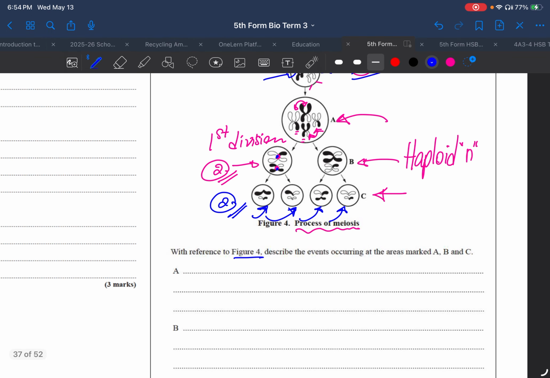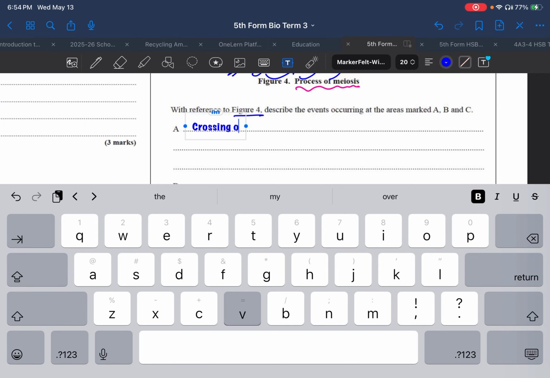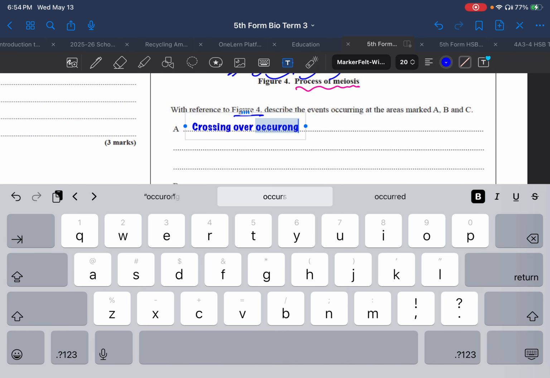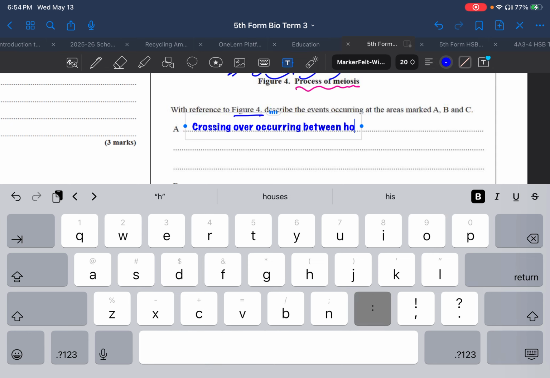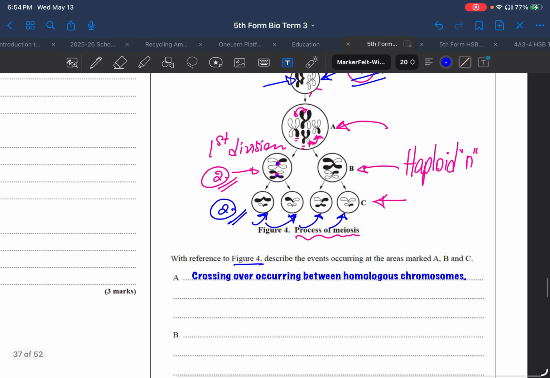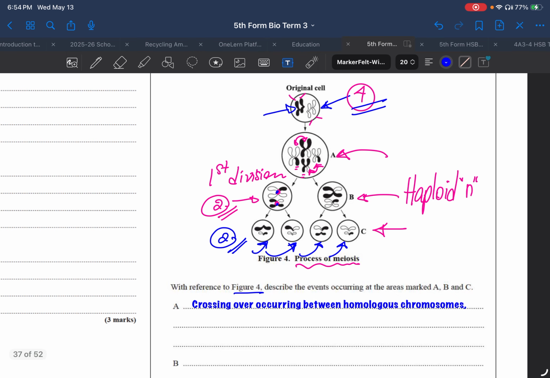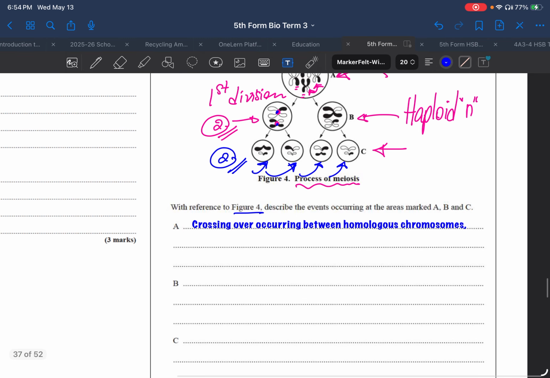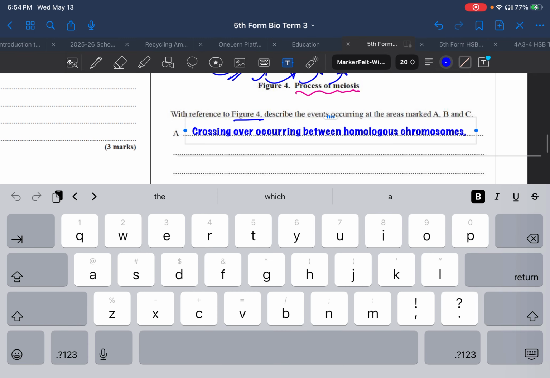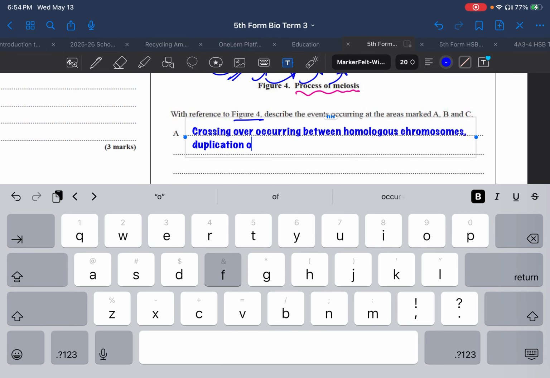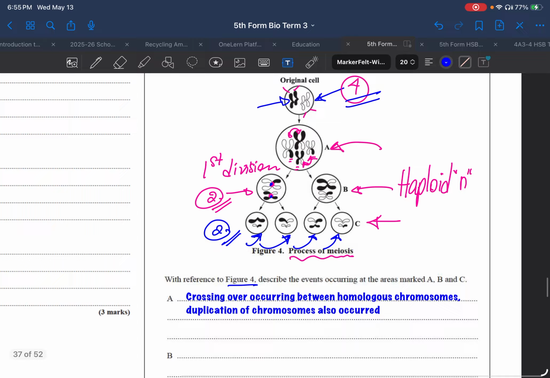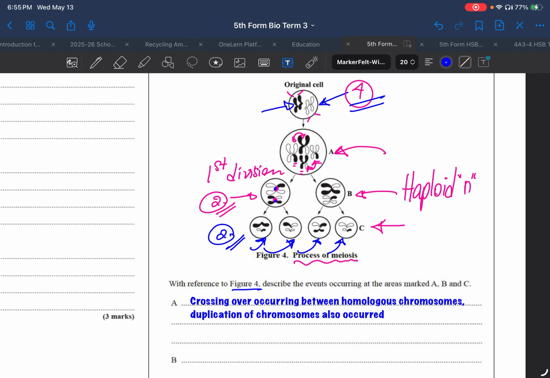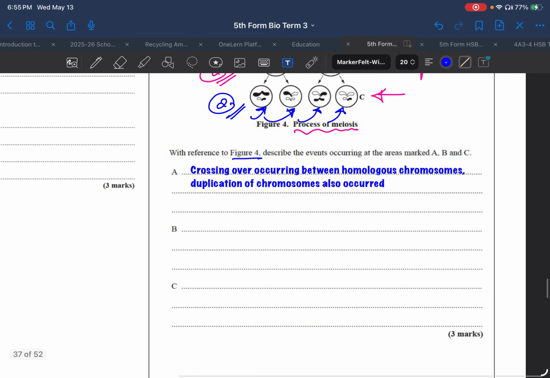Well, at A, we see that we have crossing over occurring between homologous chromosomes. We also see that at A, there was duplication of the chromosomes as well. Duplication of chromosomes also occurred. Then at B, what is happening here? We have the formation of 2 haploid daughter cells.